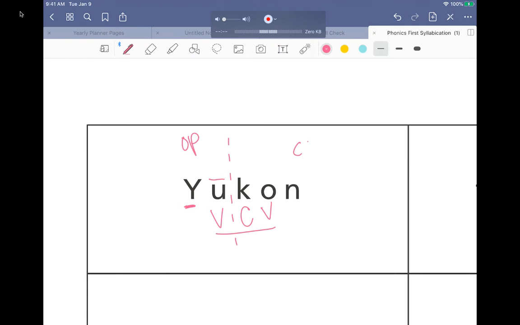So now I can look at K-O-N. Well, this is a closed syllable because there is a consonant after my vowel. That makes my O say its short sound, ah. So this says Yukon. Yukon. Is that a word you've ever heard before? I mean, it sounds right to me. So now I can make my dotted line a solid line. But if I hadn't liked it, I could have moved my line and started over, okay? But I like the way this sounds. I think this says Yukon.